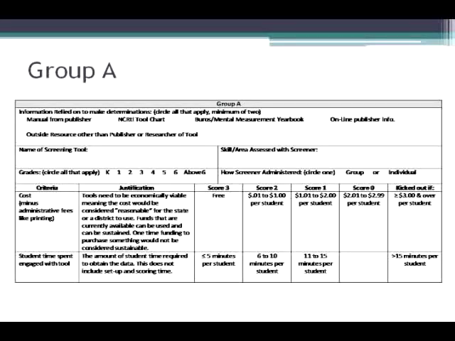Many of the tools were either less than 10 minutes or more than 20. There seemed to be a bit of a bimodal distribution. So that was the review sheet for Group A.